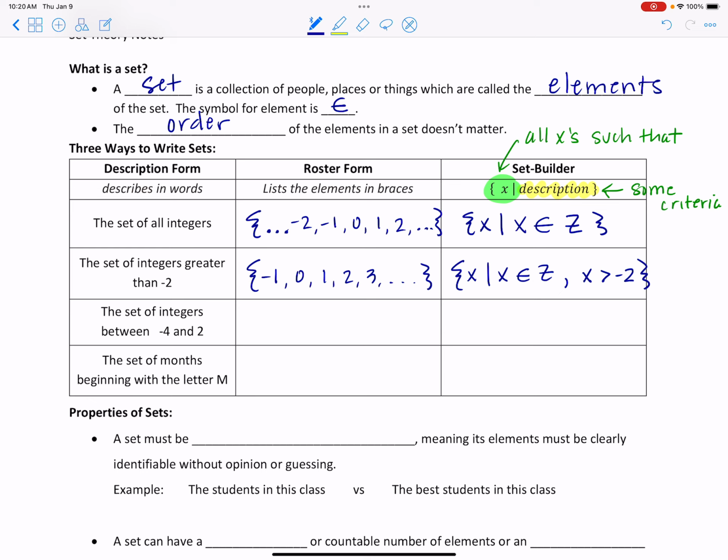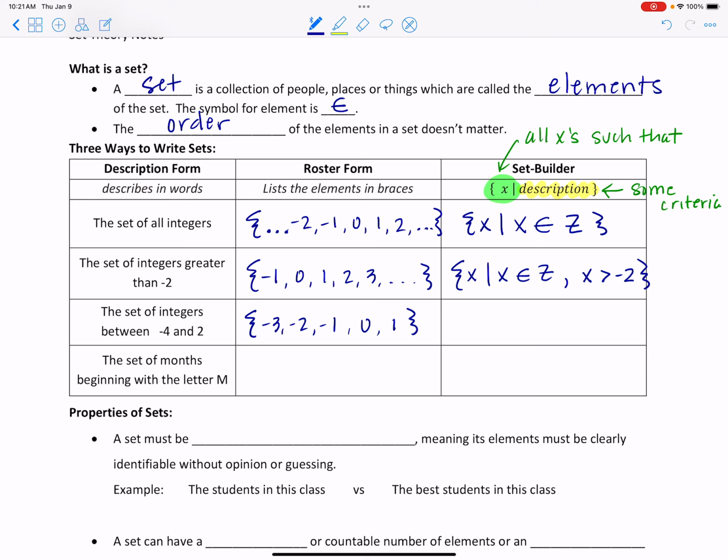Let's try this again. So we're looking at the set of integers, this time just between -4 and 2. So if I was going to roster these out, the integers between -4 and 2, again, wouldn't include the -4 and 2, just the ones in between. So the -3, -2, -1, 0, and 1. And no ellipses, because I'm not going anything less than -4 or bigger than 2, just strictly that roster of numbers, that list of integers between.